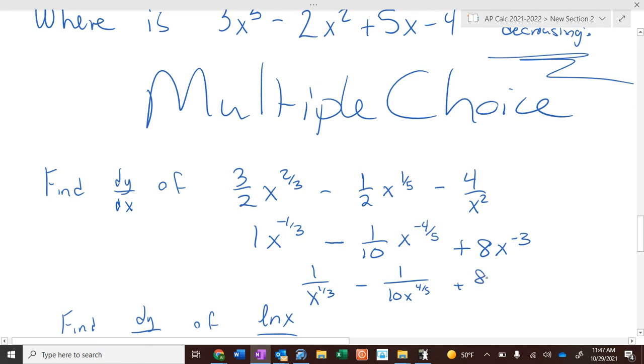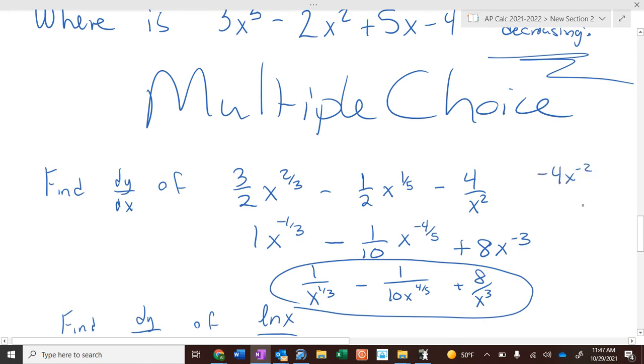Oh, I got that part. I don't know how you did the last one. The last one? Because this is -4x to the -2nd.